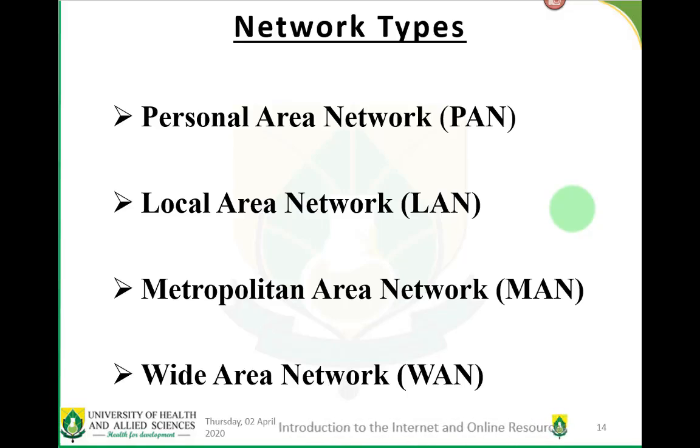Now, networks are classified using different protocols, but the common one that we are going to look at is the classification of networks by their size or geographical scope. And we have personal networks, or PANs. These are the smallest networks you can form. For example, connecting your phone to your computer to share files and whatever. That's a personal area network.